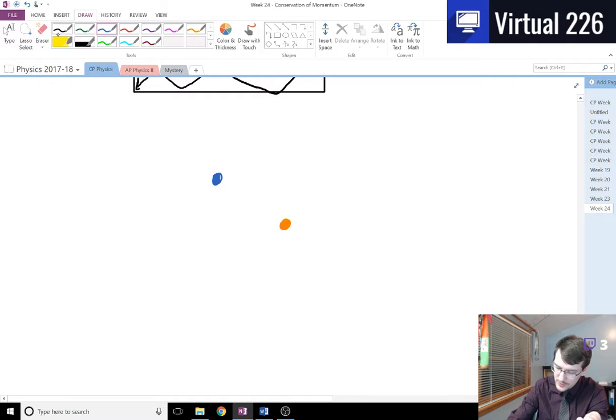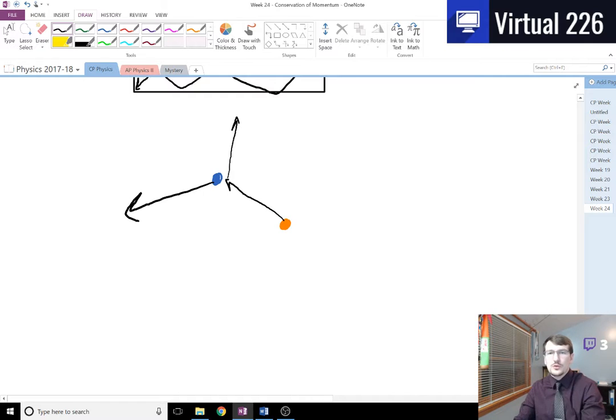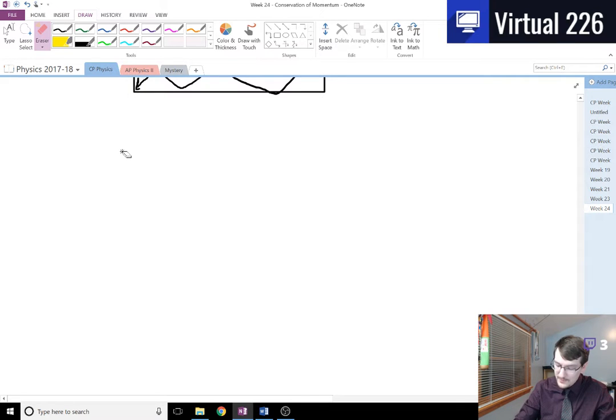But what you could do if you have an object move out and then ricochet away, and then this object moves like that, is pull out SOHCAHTOA and start building a bunch of triangles. And that's totally fine to an extent. But sometimes we don't actually have enough information to use SOHCAHTOA. It leaves us in the dark, which is a bit of an issue.